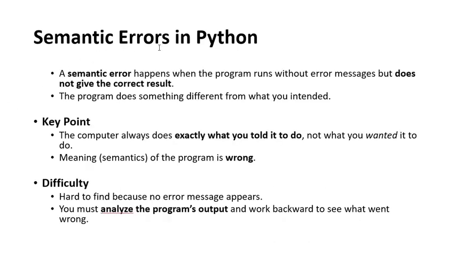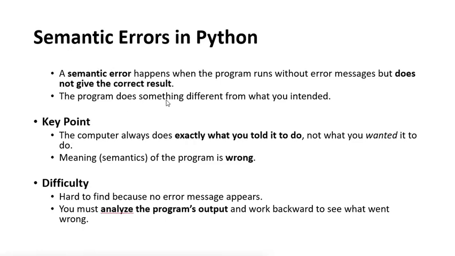Let us see semantic errors in Python. A semantic error happens when the program runs without an error message but doesn't give the correct result. Here the program runs without error messages, but it does not give the correct result. We can't understand why it's giving this. We are not getting the proper output. This is because of a semantic error.